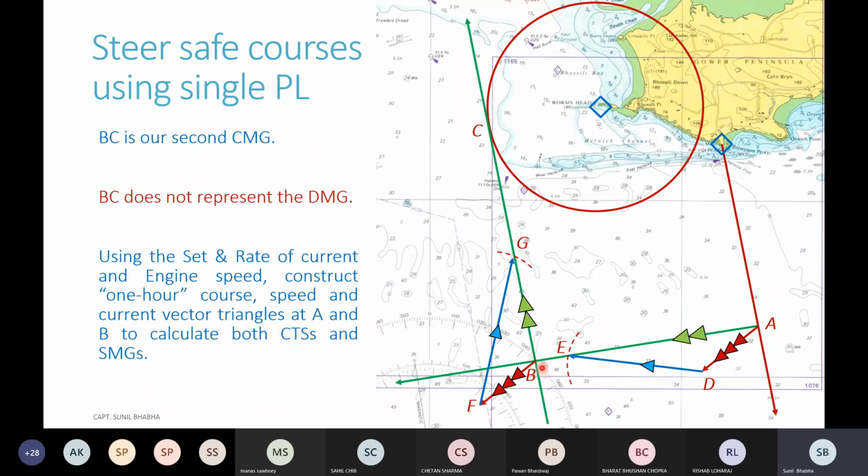If you see the second triangle, BFG, this is the course, speed and current vector triangle at point B. So we know both the courses to steer, and we can also find out the speed made good on both the legs. AE, as we saw just now, gives us the course made good and speed made good for the first course, and BG vector gives us the course made good and speed made good for the second course.